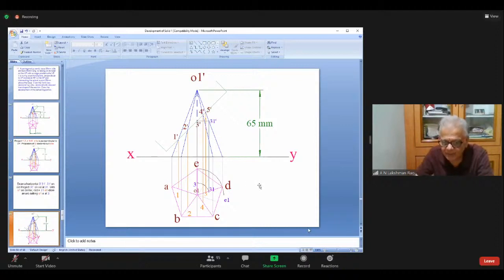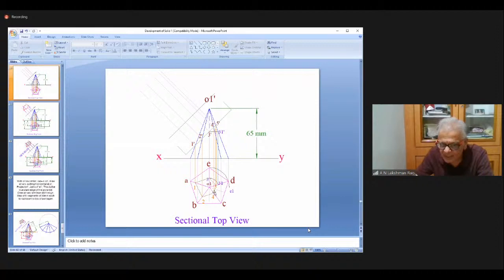Next, I join them. This is the sectional top view. When I join 1, 2, 3, 4, 5, I get the sectional top view. Right, the sectional top view is over. Now I have to go to the true shape. Draw one more new reference line, X1Y1, parallel to the section line. From 1 dash, 2 dash, 3 dash, draw perpendiculars to it.